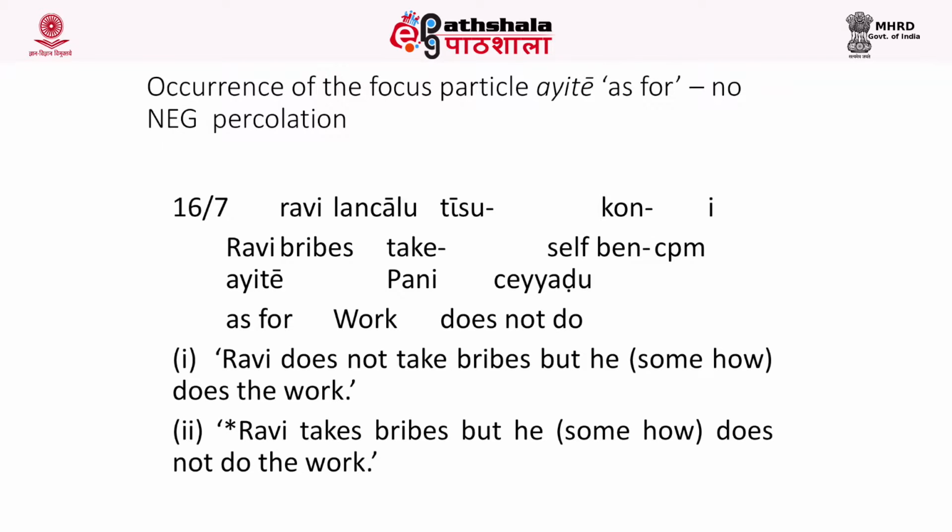You can see that in sentence number 16.7. Ravi lanchalu తీసుకొని అయితే పని చేయడు. That means Ravi does not take bribes, but he does the work. It does not mean Ravi takes bribes, but he does not do the work. That is, the negative has gone down to the embedded clause.